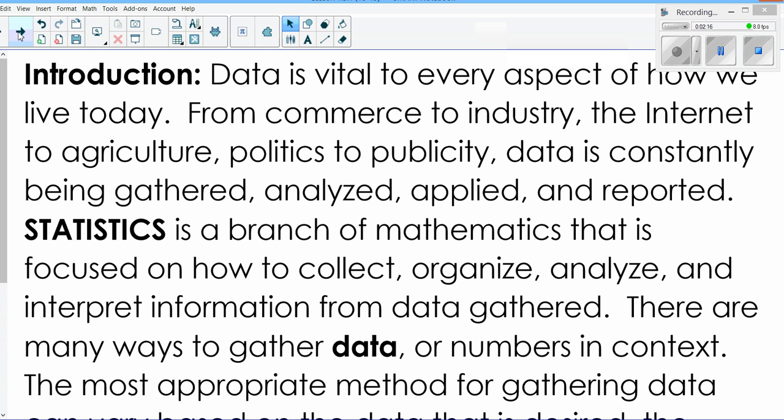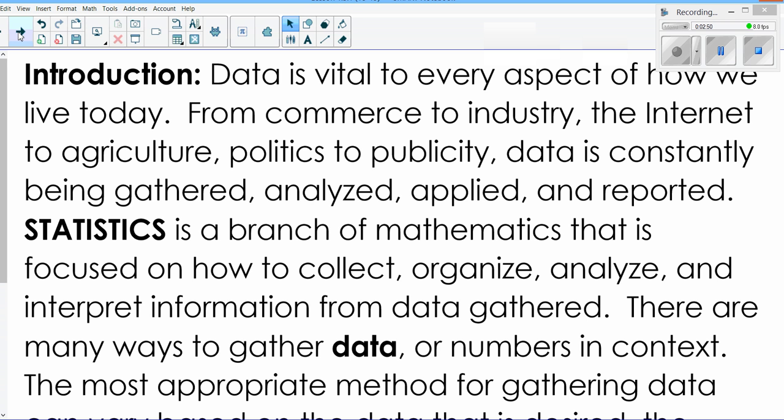Okay, so here's some background about statistics, or why we are doing this lesson or this unit. It says data is vital to every aspect of how we live today. From commerce to industry, the internet to agriculture, politics to publicity, data is constantly being gathered. It's being analyzed, it's being applied, and it's being reported. Statistics is a branch of mathematics that is focused on how to collect data, how to organize that data, how to analyze that data, and how to interpret the information from the data that's being gathered.